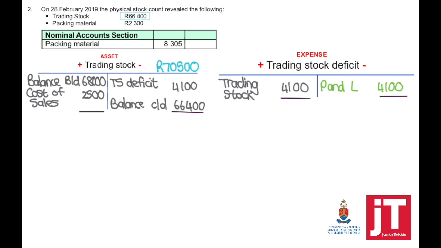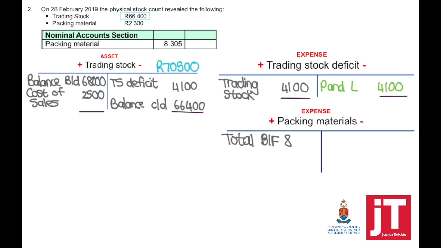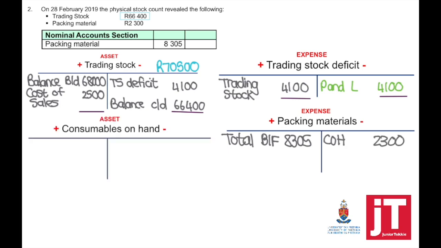If we look at packing materials, we have a total brought forward, 8,305. Whatever is left over must be subtracted and taken to consumables on hand, which is an asset. When we balance our packing material and we close it off to the profit and loss account, this is our expense for this accounting period.